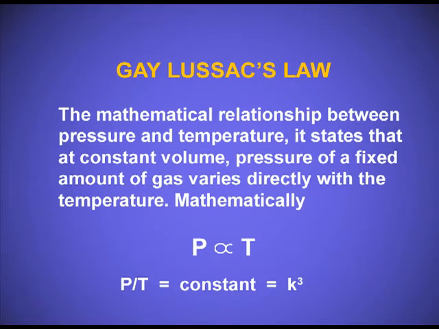It states that at constant volume, pressure of a fixed amount of the gas varies directly with the temperature. Mathematically, P is directly proportional to T. P upon T is equal to a constant, and here the constant is K3. The graph plotted between pressure and volume keeping temperature constant is known as an isotherm. So we have three types of graphs: isobars, isotherms and isochores.